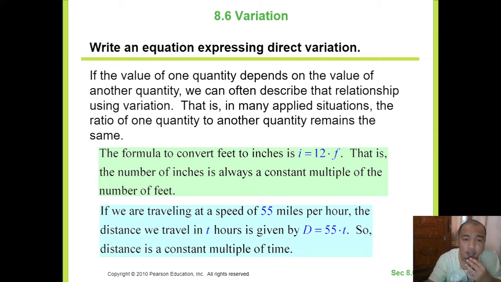Okay, that is inches to feet. If we are traveling at a speed of 55 miles per hour, the distance we travel in t hours is given by d equals 55t. So distance is a constant multiple of time.